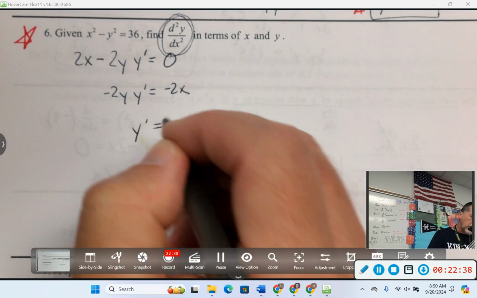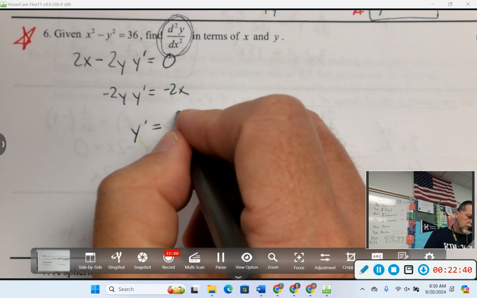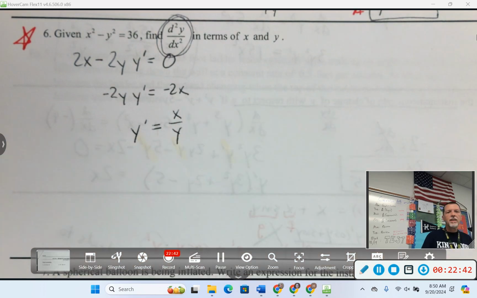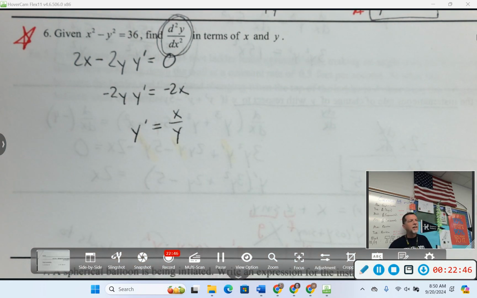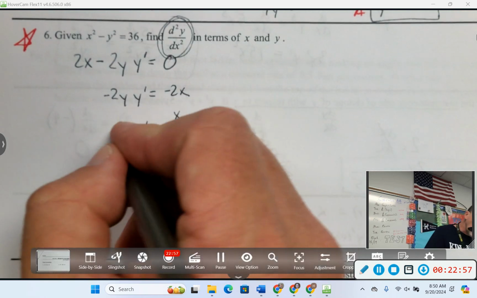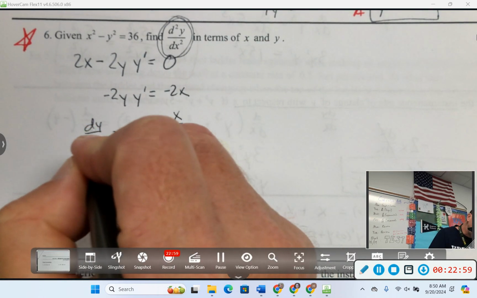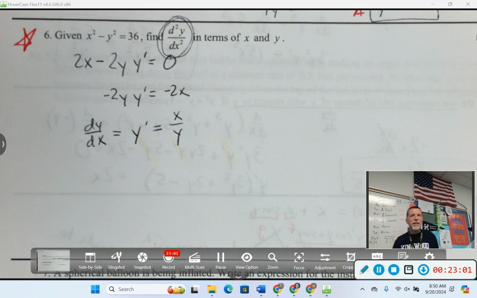So y prime equals x over y. That's not bad. You okay with that? Divide by negative 2y, the negative 2's cancel. So we got y prime. But that's not what we want. That's the first derivative. And don't forget, we keep using y prime instead of dy dx because it's easier, but don't forget that those are the same thing.